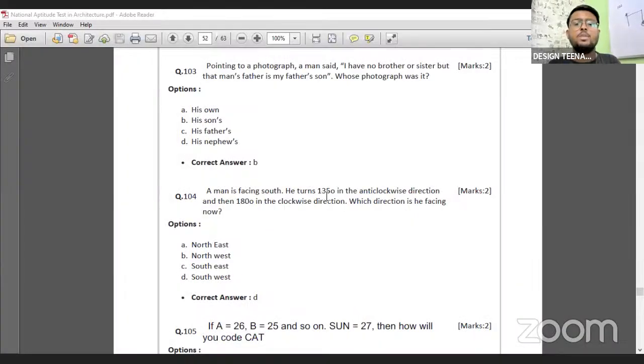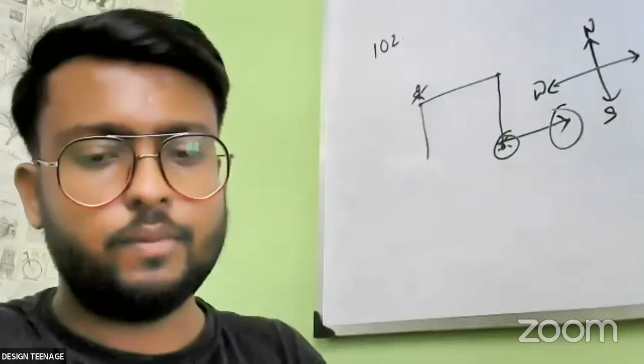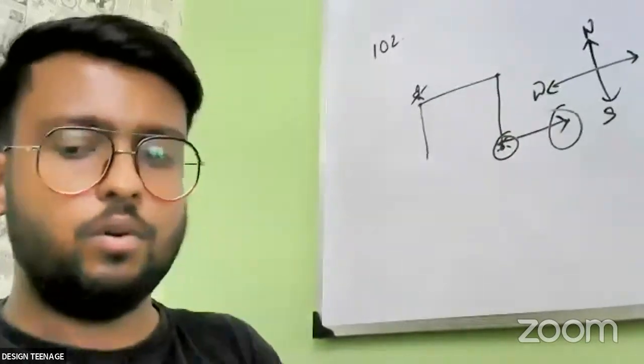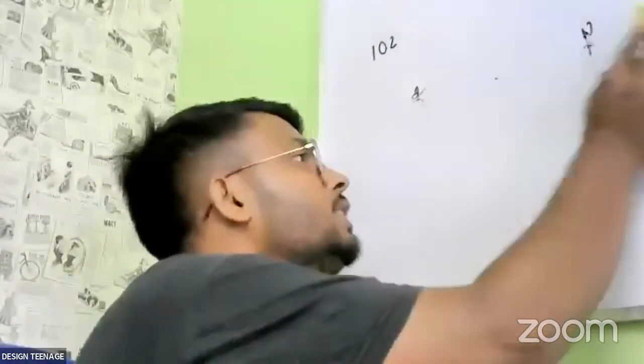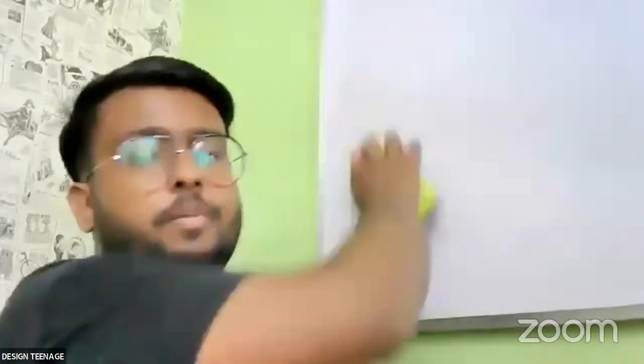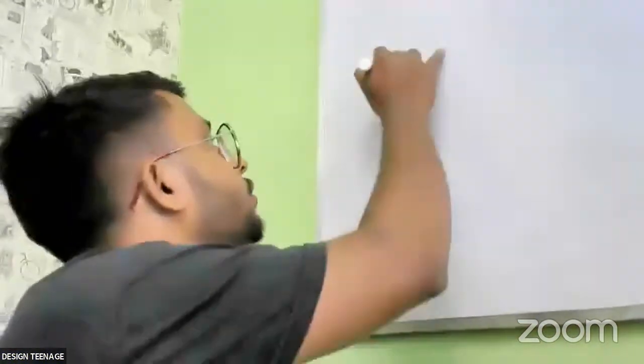A man facing south turns 135 degrees in the anti-clockwise direction, then turns 180 degrees in the clockwise direction. So what's happening over here? First of all, I will stop sharing this PDF and we will try to look at this, because these questions are very interesting and a bit tricky to solve. We are solving question number 104.